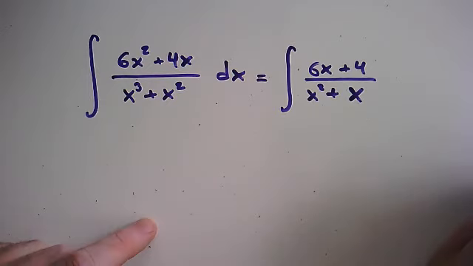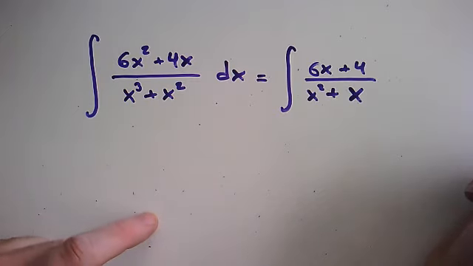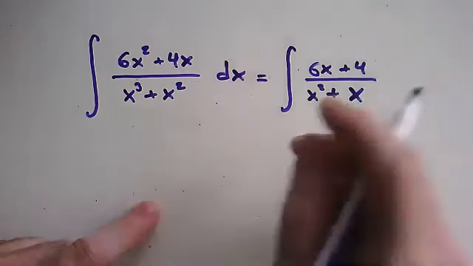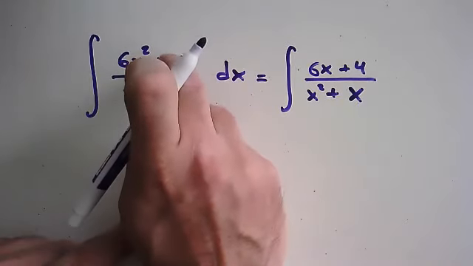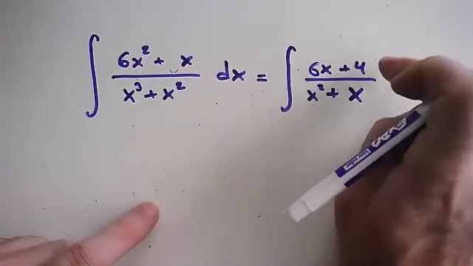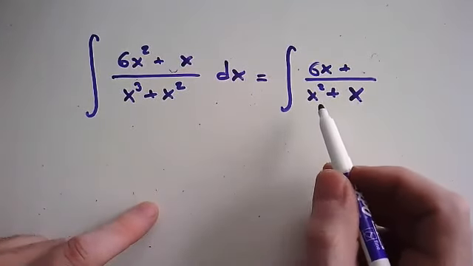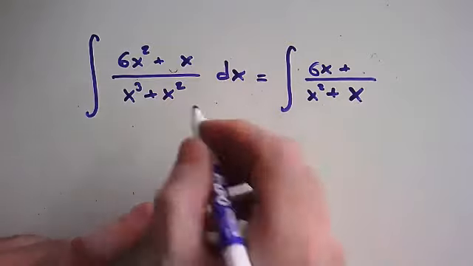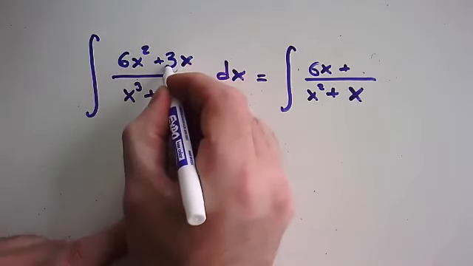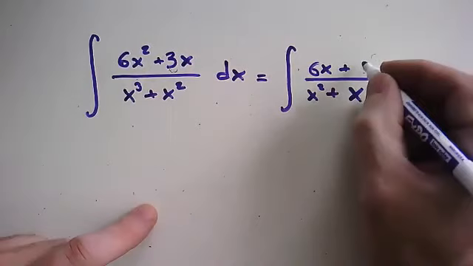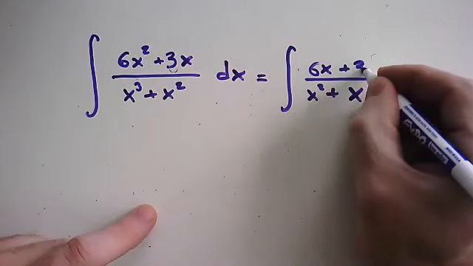I'll make sure this is going to turn out how I want it to. I'm actually going to change this problem very slightly to make it a little bit more convenient for this example here. Let's make it 6x squared plus 3x.